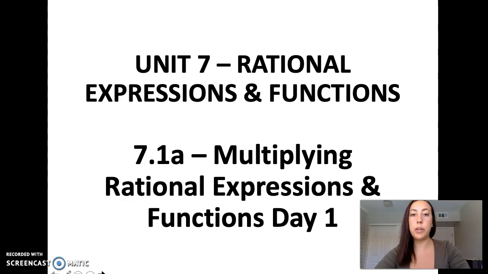Hi everyone. This week we're going to start Unit 7, which is about rational expressions and functions. Today we're going to do 7.1a. This section is split up over two different lessons. 7.1a is going to go over multiplying rational expressions and functions, and 7.1b is going to go over dividing.